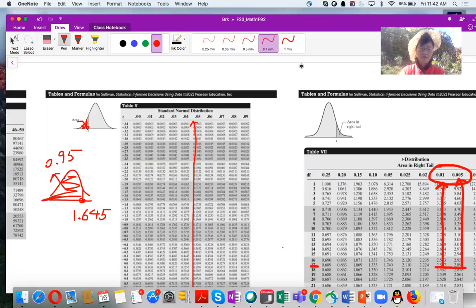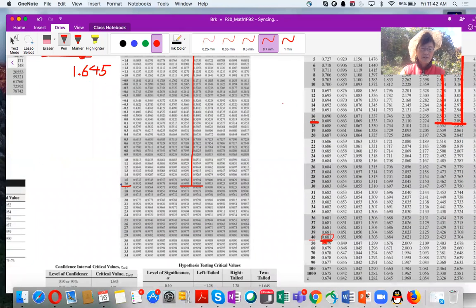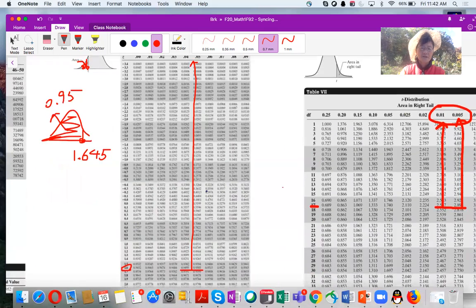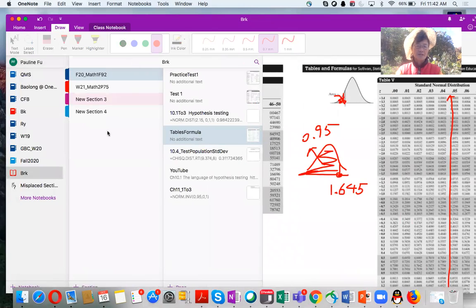Okay, so if you have this picture, this point is 1.6 identified here. It's between 0.04 and 0.05. So this is the table method. You get the critical value.